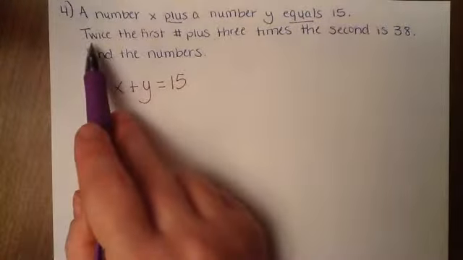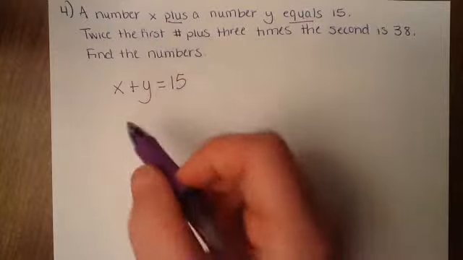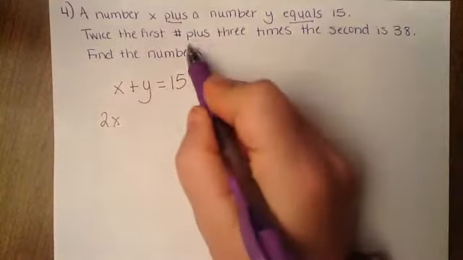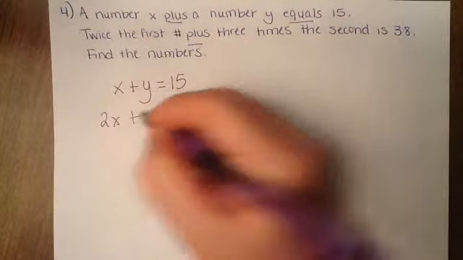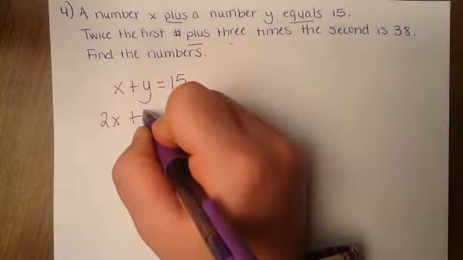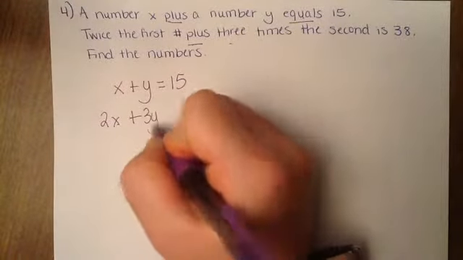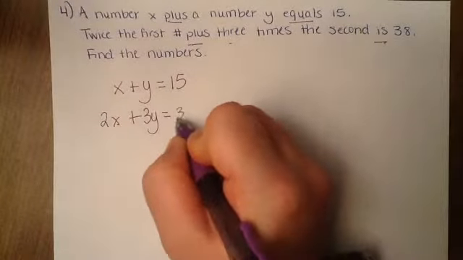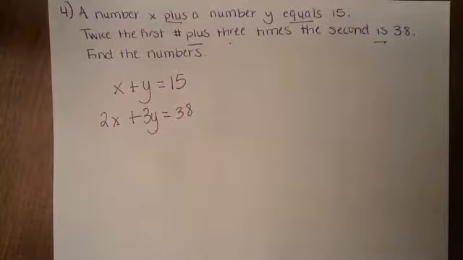Now we're going to make our second one. Twice the first number, so what should that look like? 2x plus 3 times the second. What should that look like? 3 times y equals 38. Go ahead and eliminate a variable and solve. Let's see how you did.